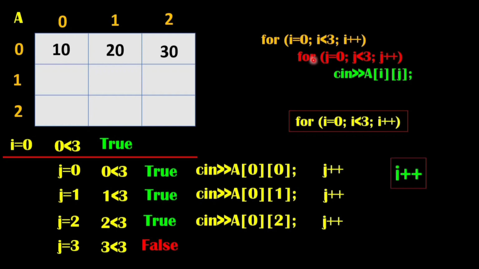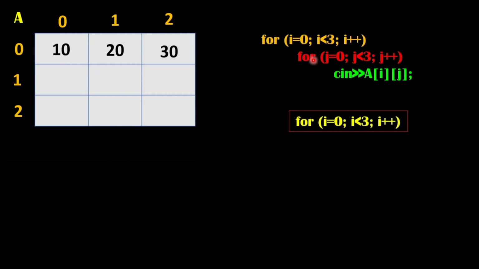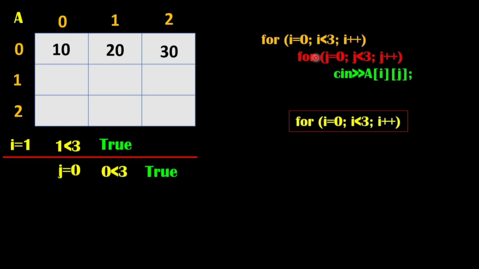So what happens? The i value was 0, that will be incremented. So i became 1 now. Again, i is 1, 1 less than 3, that is true. So we have to enter the first loop. Inside the first loop we have the second loop. So again j is 0, 0 less than 3, that is true. Cin a[1][0] because i became 1. So 1 0. Here some value will be entered.